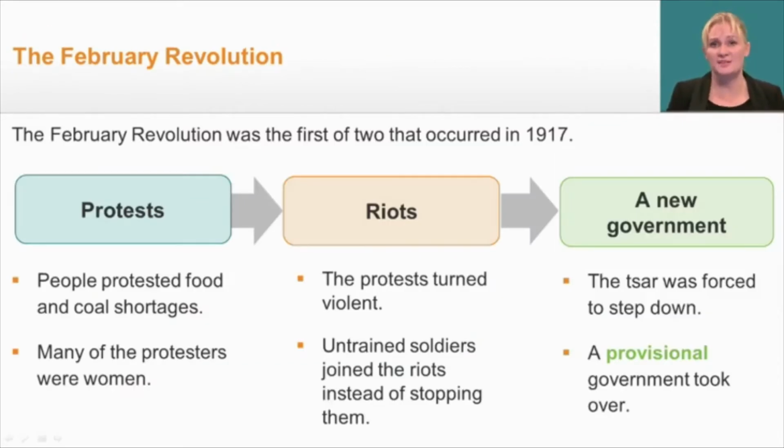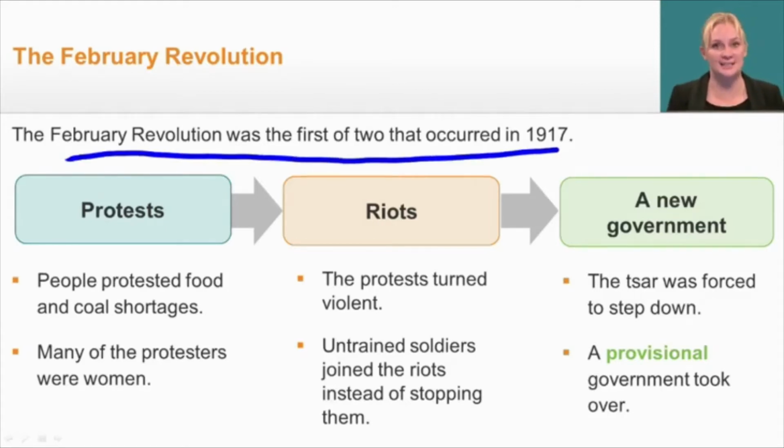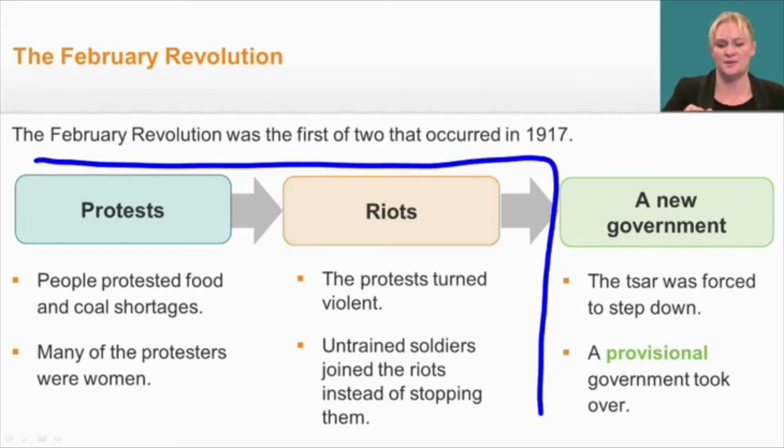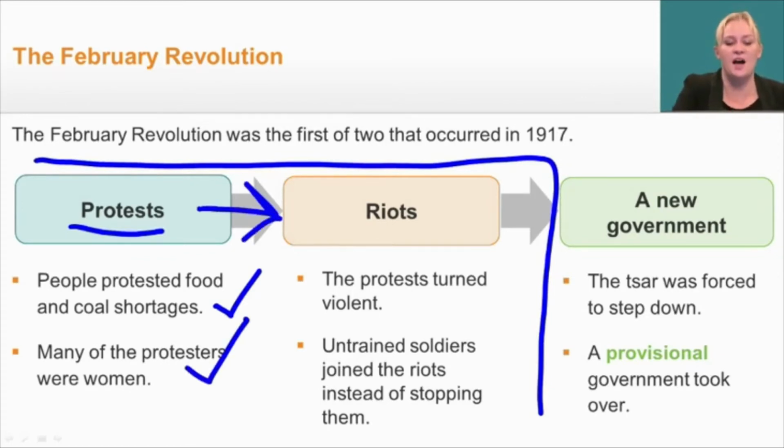Here's a flowchart that's really going to help us talk more about cause and effect. The February Revolution was the first of two that occurred in 1917. There's a lot of information here, but right now I just want you to focus on these two. Here's a cause: protests. People were protesting food and coal shortages. Coincidentally, most of these protesters happened to be women. Now, that was the cause. Here's the effect. These led to riots.